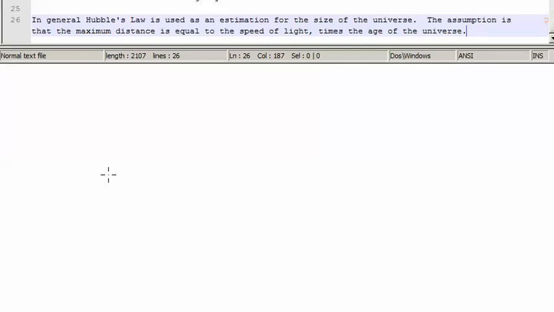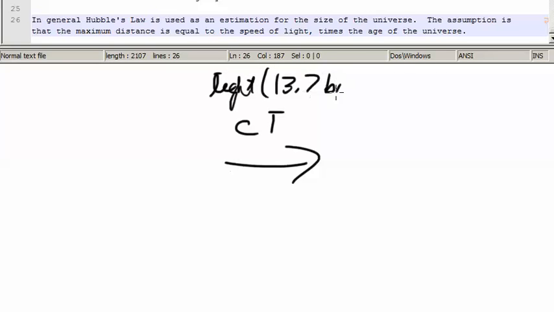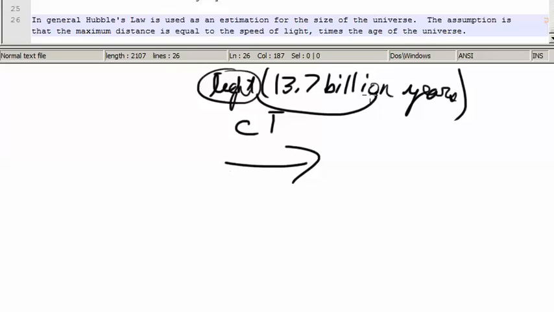In general, Hubble's law is used as an estimation for the size of the universe. The assumption is that the maximum distance is equal to the speed of light times the age of the universe. So the actual maximum amount is the speed of light times 13.7 billion years. Or just interchanging light, you stick that over there and you get 13.7 billion light years.